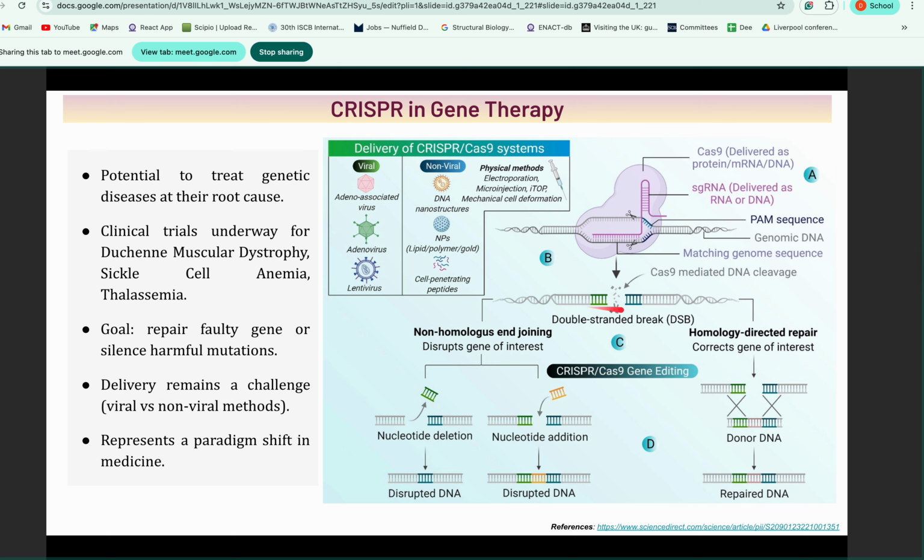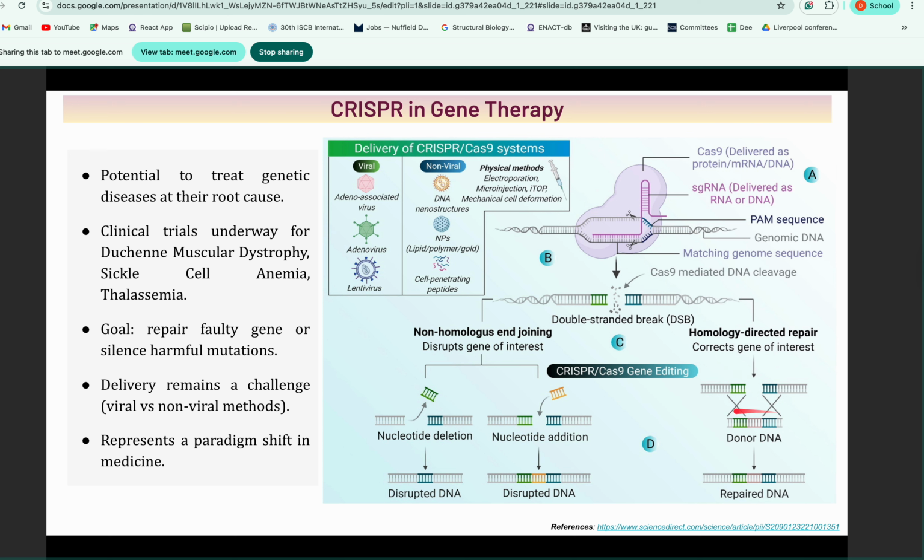So there will be a double strand break, which is known as Cas9-mediated double strand break. Now it can enter into either non-homologous end joining or homology-directed repair. If it enters non-homologous end joining, then it will disrupt the gene. It can lead to nucleotide deletion or nucleotide addition. So in both cases, the DNA will get disrupted, the gene will get disturbed. Whereas in the case of homology-directed repair, it can correct the gene of interest.